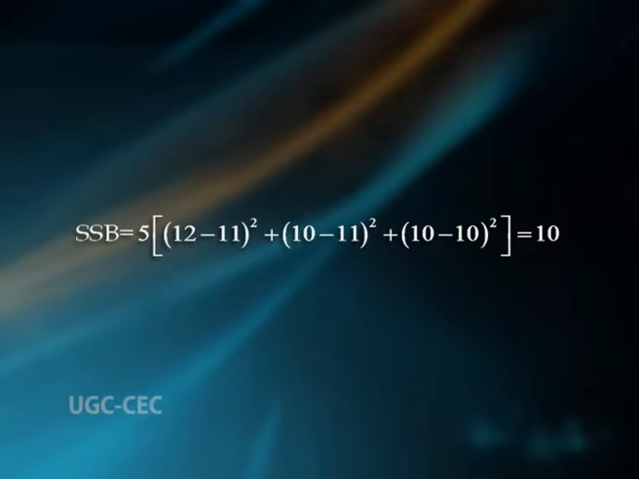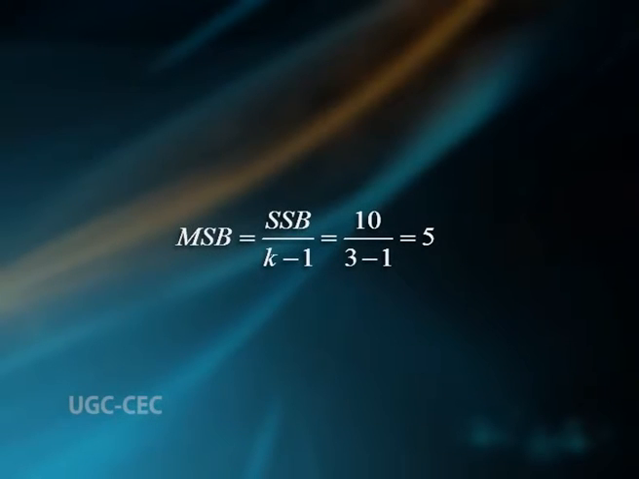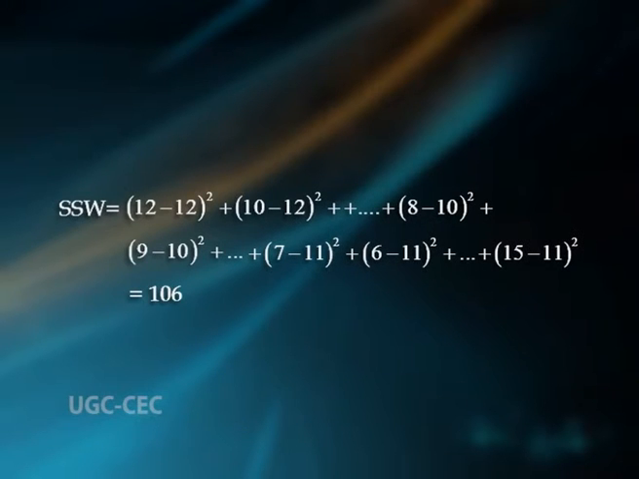SSB equal to 5 into 12 minus 11 square plus 10 minus 11 square plus 10 minus 10 square, that is equal to 10. MSB equal to SSB by k minus 1, that is 10 by 3 minus 1, that is equal to 5. SSW equal to 12 minus 12 square plus 10 minus 12 square plus etcetera plus 8 minus 10 square plus 9 minus 10 square plus etcetera plus 7 minus 11 square plus 6 minus 11 square plus etcetera plus 15 minus 11 square, that is equal to 106.